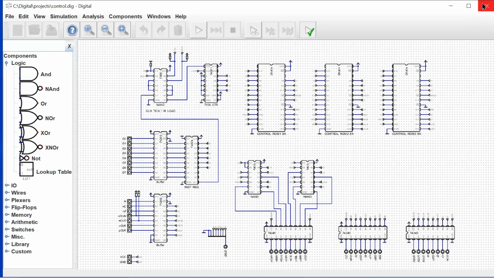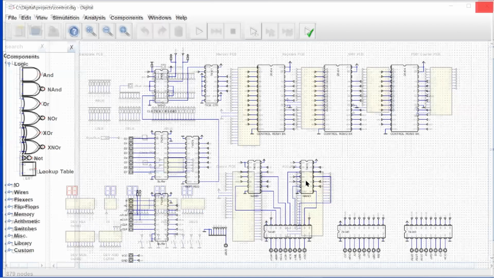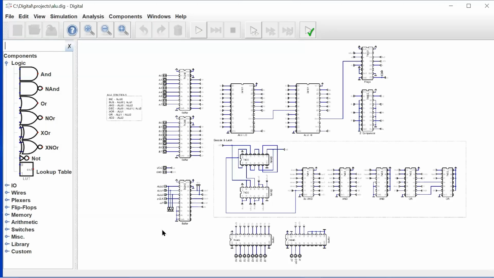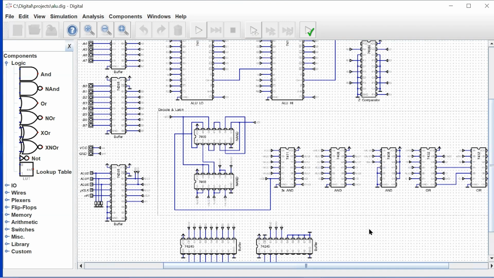All right, so our control and our ALU. Now, this is the most densely populated circuit board. We see our 245s again to buffer and clean up the input signals coming from the backplane, and our 245s driving the backplane, our output signals. Now, this in the center here is the decode logic.